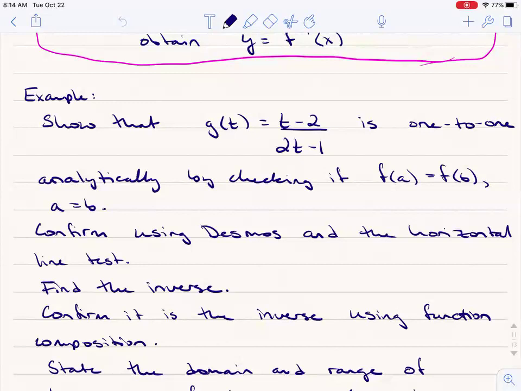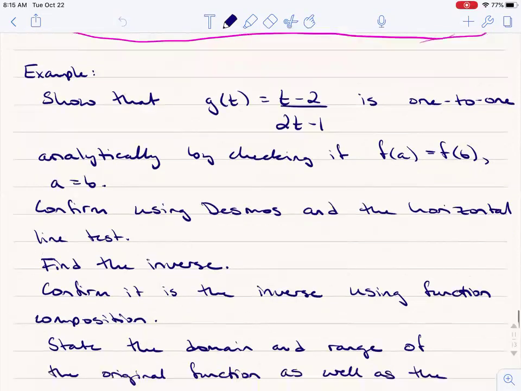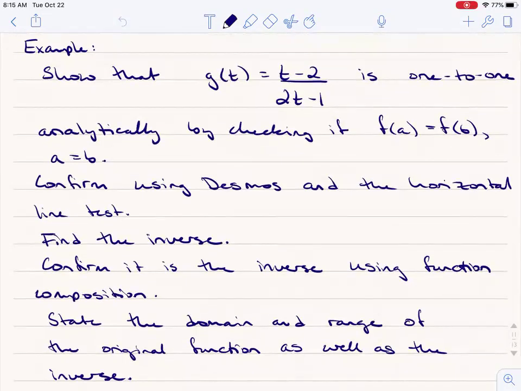Okay. One thing we can do, if we don't want to check that something's 1-to-1 by checking that f of a equals f of b means a equals b, is graph it and make sure that it passes the horizontal line test. If we draw horizontal lines, then these lines can only pass the graph at one single point. And so I think we confirmed it.